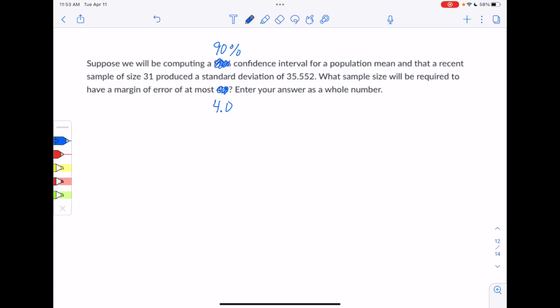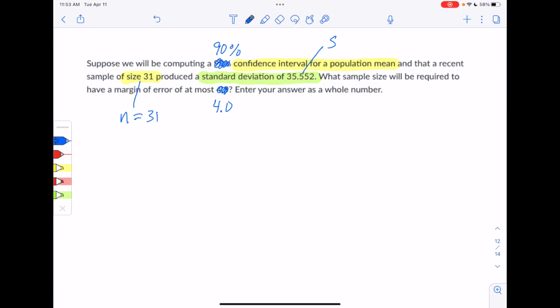So first of all, what setting are we in? We're looking at a confidence interval for a population mean. And then what information did they give us? We have a recent sample of size 31, so that tells us that n is equal to 31. And from that sample, we got a standard deviation of 35.552, but that is a standard deviation from a sample, so that is S. And I think that's it for information they gave us.